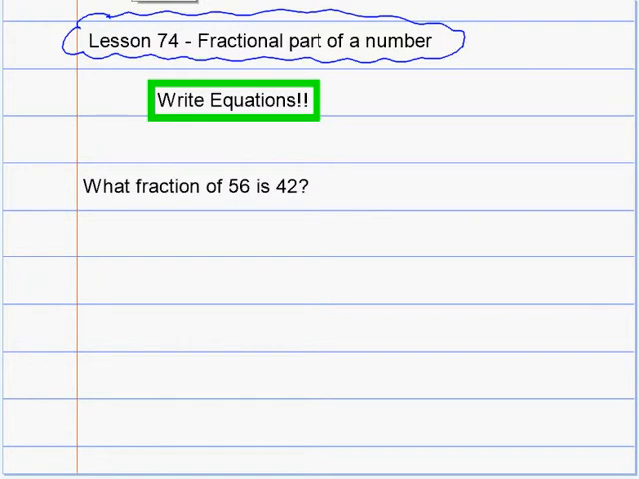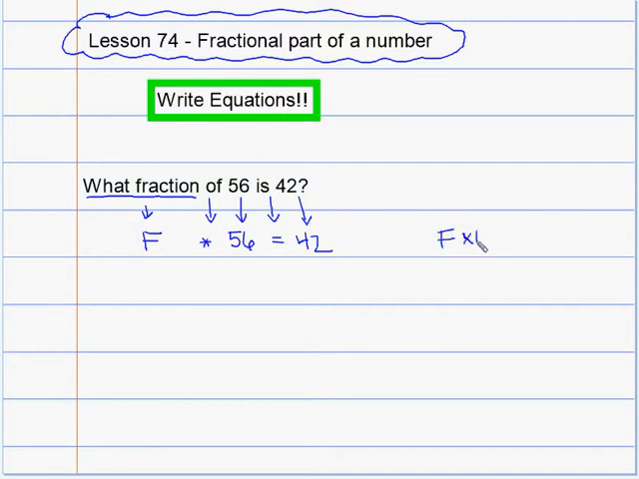Here is where, again, we will need to write equations. And you translate just what you see. What fraction? This is where I'm going to use the variable f because that'll help me remember that I need a fraction. Of means multiply. The number will stay the number. Is always equal to, and 42 will stay 42. So it's what fraction times 56 equals 42. And so now I have an equation.